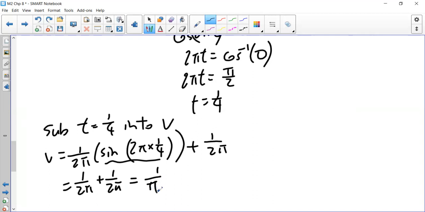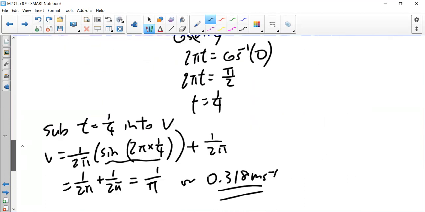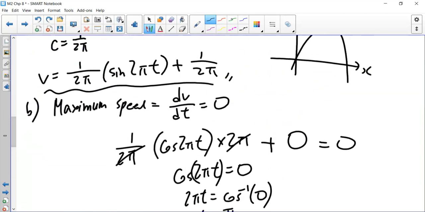If you don't know why, think of it, a half plus a half is just 1, but pi is underneath it. Or you can use decimal, 0.318 meters per second. Okay. Is there another way you can work it out? Yes, you can. I'm going to explain a different way to work out maximum speed.